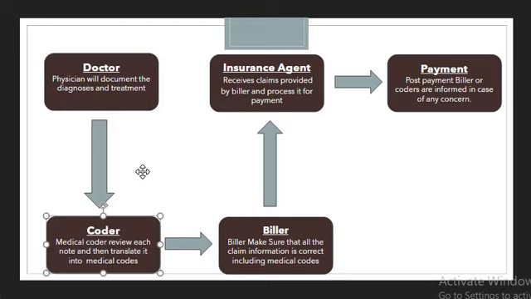But we are discussing only the flow. The document is prepared by the doctor, then it is reviewed by the coder, then it is provided to the biller. Now it's the biller's responsibility to make sure that all the claim information is correct, because on the basis of that information only we are going to process the payment. So he will check all the medical codes and all the information provided by the medical coder.